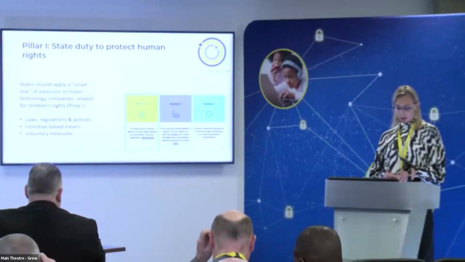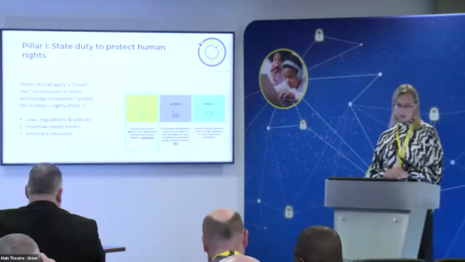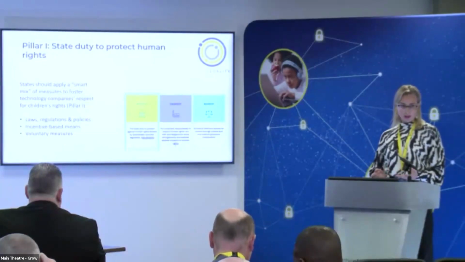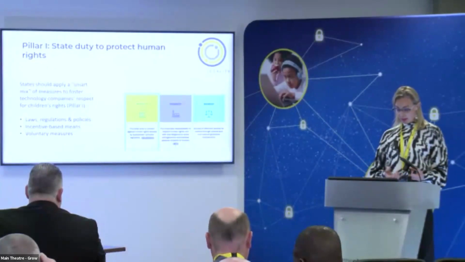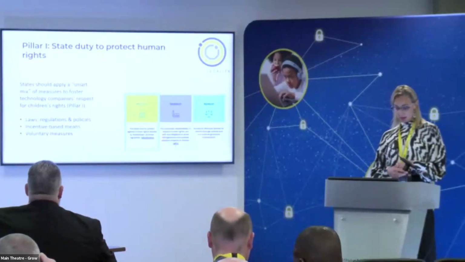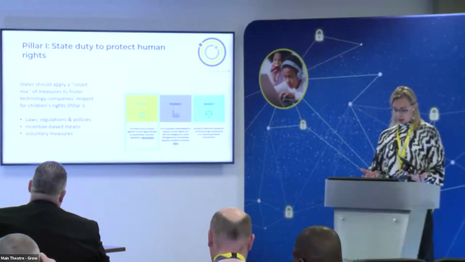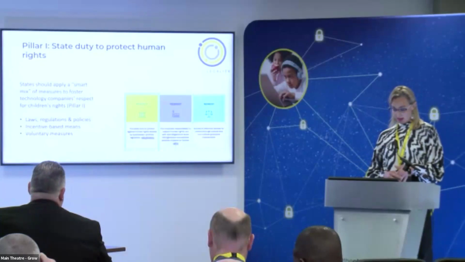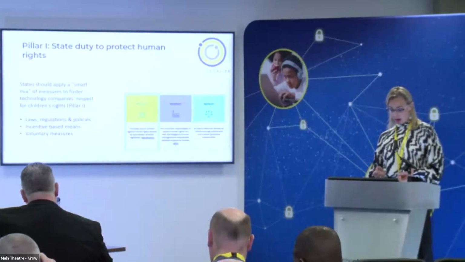So states should apply what's called a smart mix of measures to foster technology companies' respect for children's rights. So this includes laws, regulations, and policies. So this is kind of the stick. And then also incentive-based means, so the kind of carrot approach. And also they should encourage voluntary measures. So encouraging some industry-led standards to supplement law and policy as well. And so what makes that a smart mix is getting the balance of those things right.